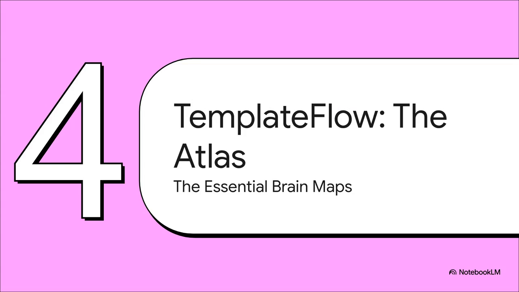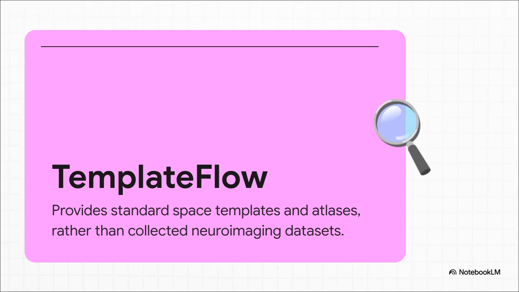All right, so we've seen where to get the actual experimental data. But to find your way around in all that data, you need good maps, right? That brings us to our third destination, TemplateFlow, which is like the essential library of brain atlases. Now, TemplateFlow has a totally different mission. You don't go there to find scans from individual people. You go there for the reference brains, the standardized templates and atlases. These are what allow researchers to compare results from different studies and different people, all in a common shared space.